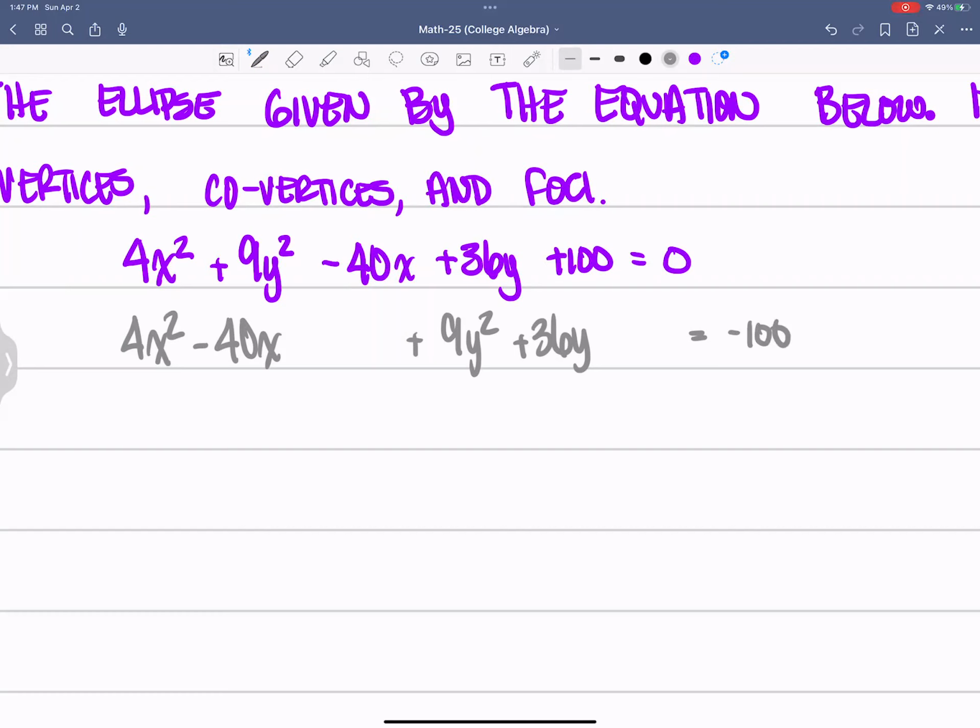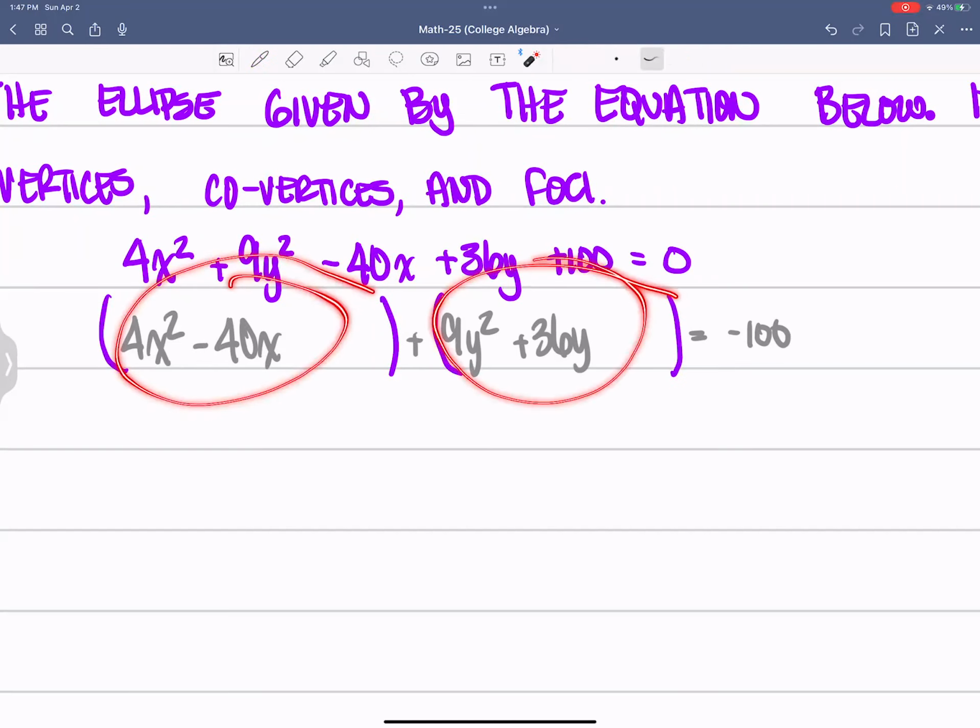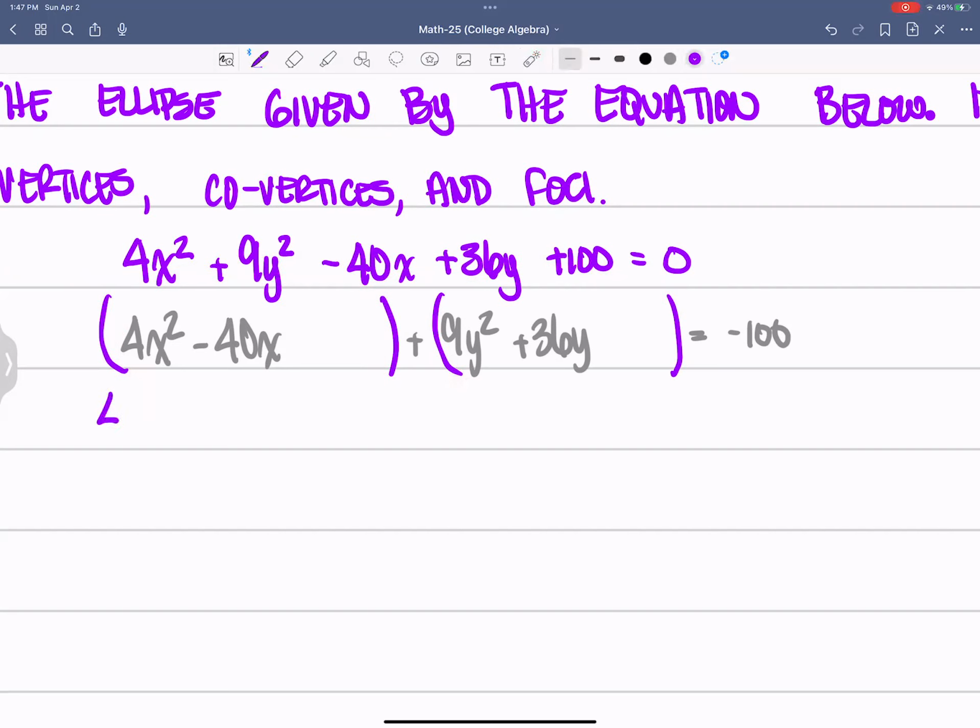Now from here, I'm going to group the x's together and the y's together, and we're going to complete the square for each of these individually. Let's start with the x's. Before we start, we need a coefficient of 1 in the front, so let's do that to both. Factoring out a 4 leaves x squared minus 10x. Factoring out a 9 leaves y squared plus 4y, equals negative 100.